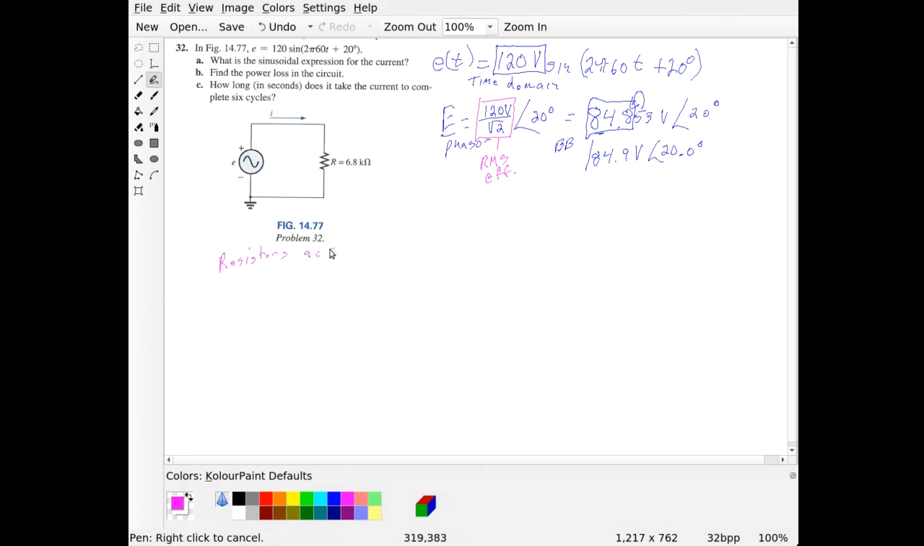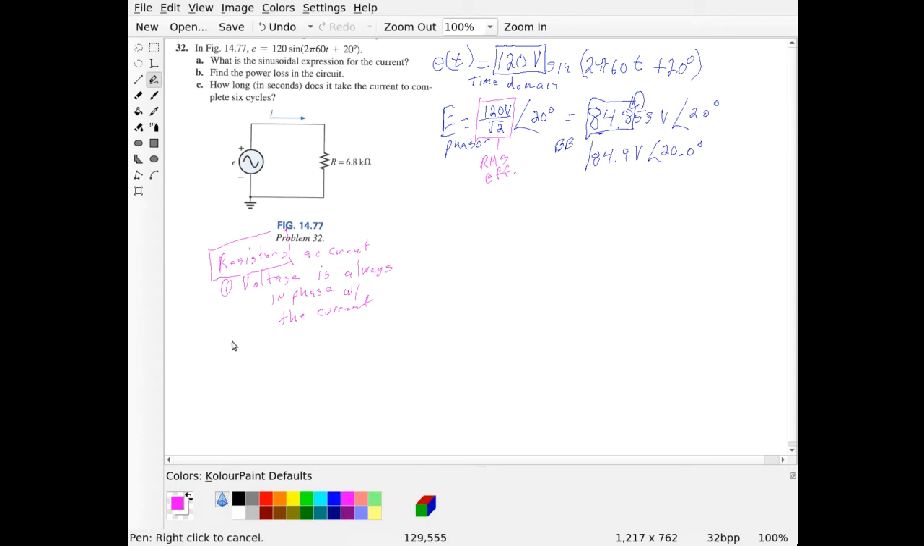Resistors in an AC circuit. The voltage is always in phase with the current. Okay, so the voltage is always in phase with the current in a resistor. We're talking about just a resistor here. Just a resistor, the voltage is always in phase.